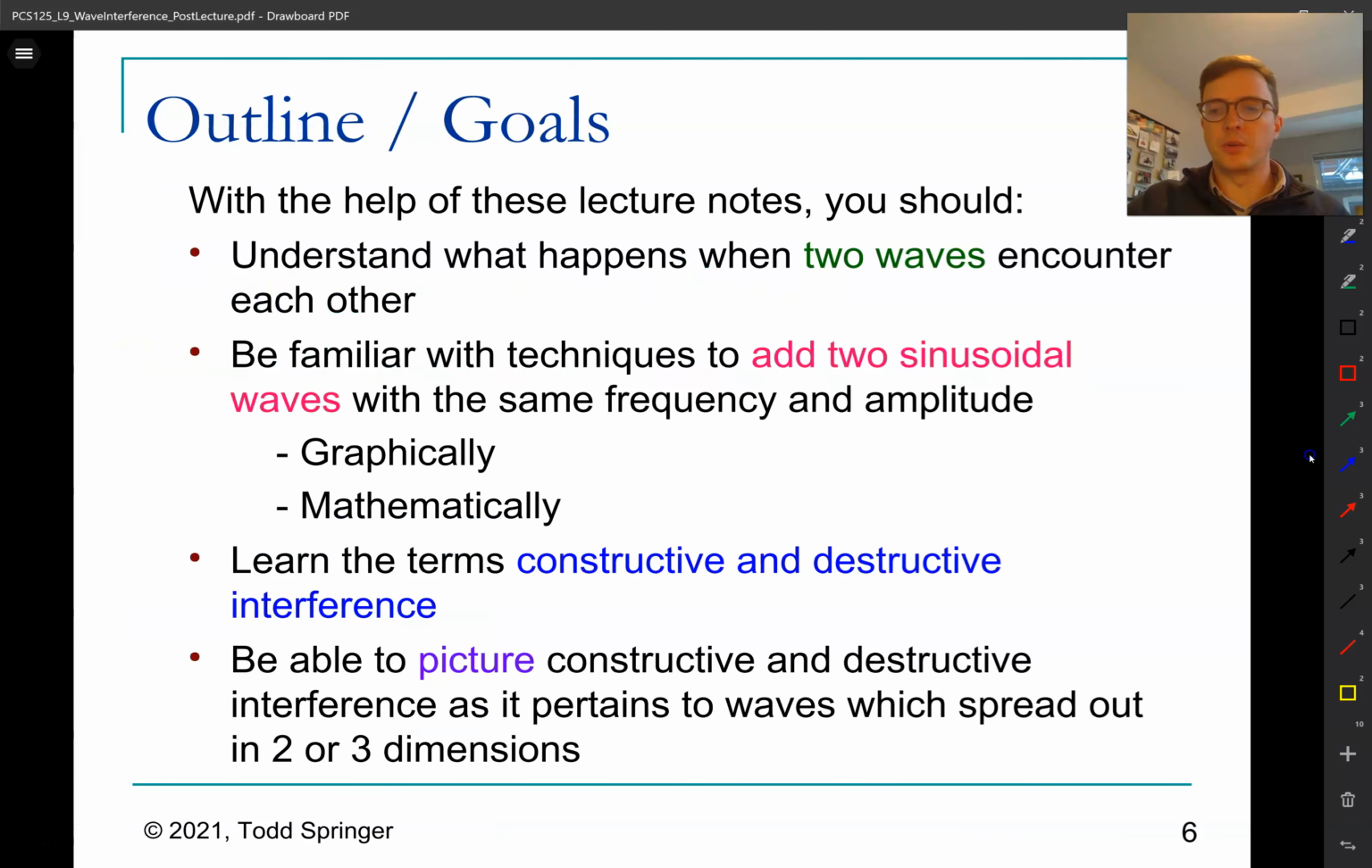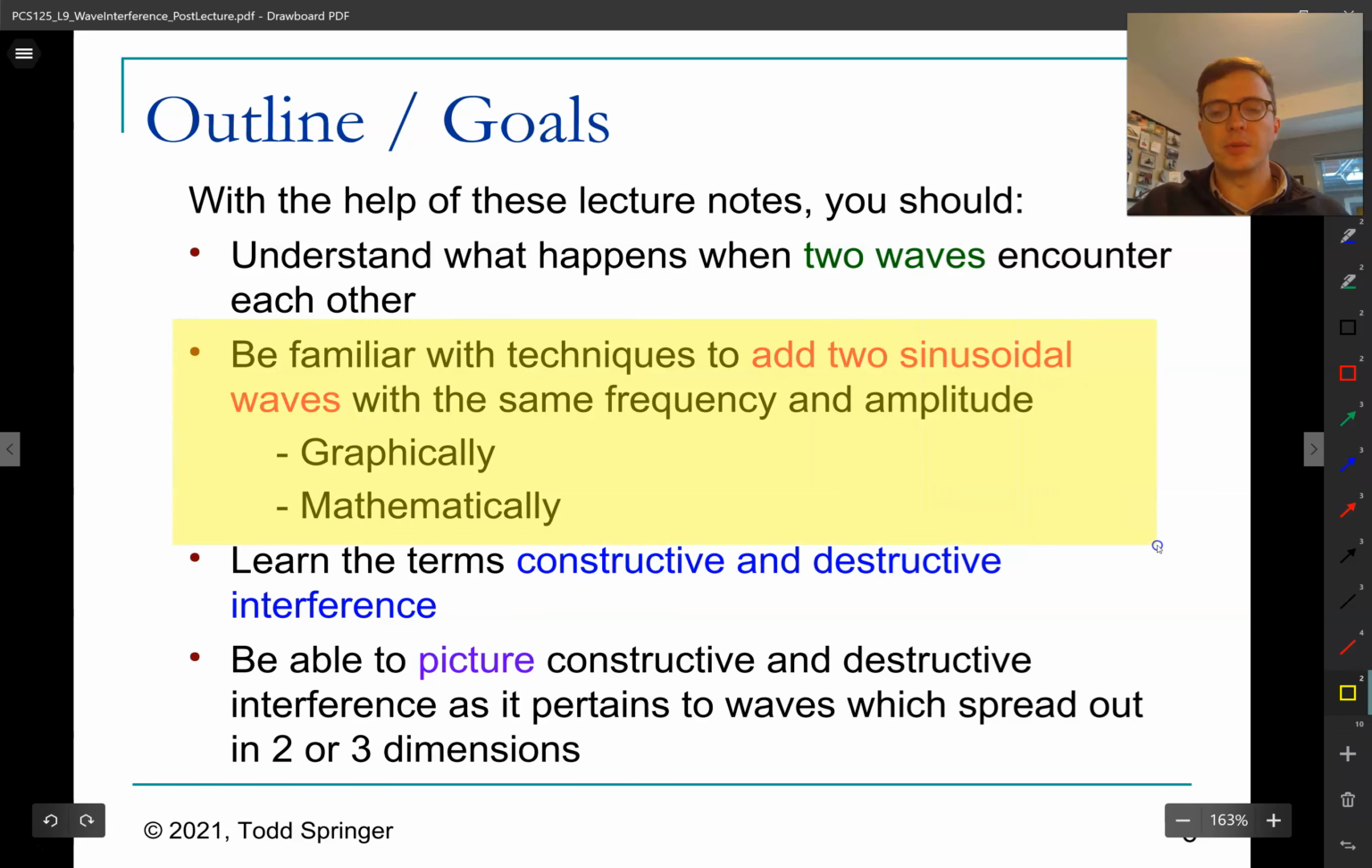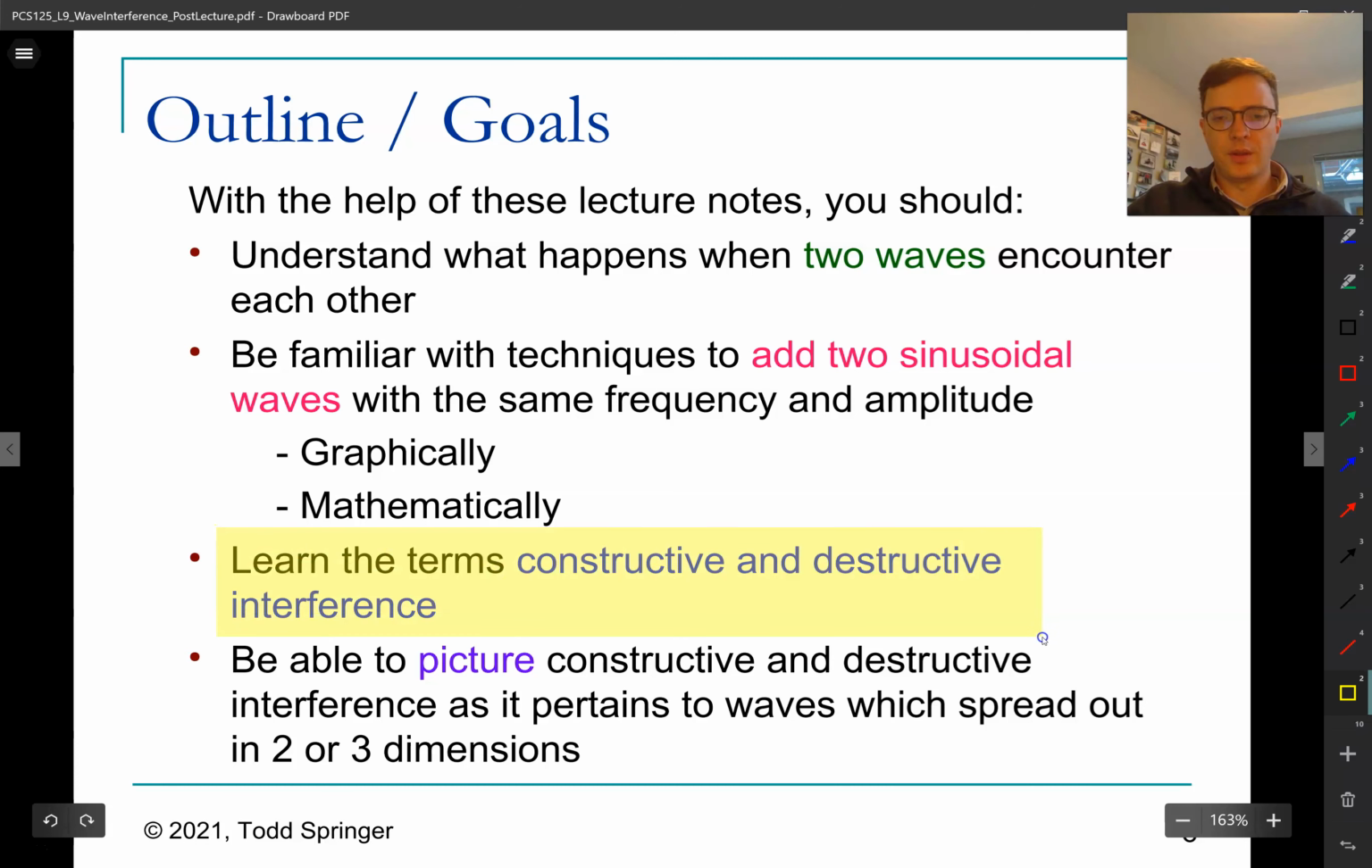What we're going to talk about here is we're going to understand what happens when two waves encounter each other, and that's going to be the phenomenon of interference. And then we'll learn ways to add two sinusoidal waves graphically and mathematically. And we're going to focus on this particular case where the waves have the same frequency and the same amplitude. We're going to learn these terms of constructive and destructive interference and how to picture those in 2 and 3 dimensions. And we'll also learn the conditions for constructive and destructive interference. In which situations do waves add up constructively, and in which situations do they add up destructively?